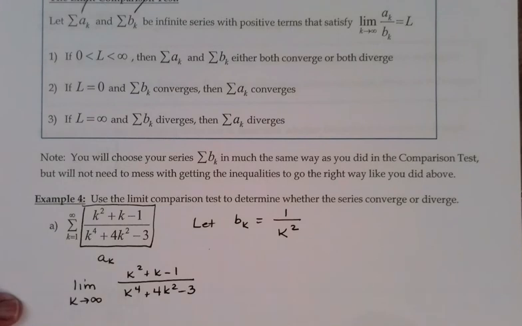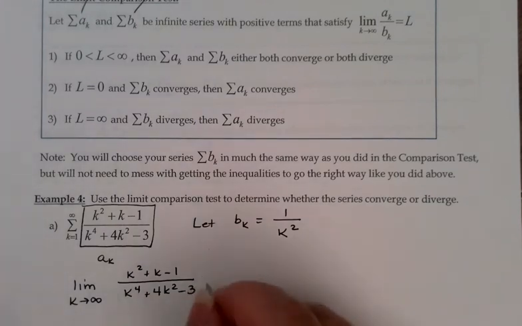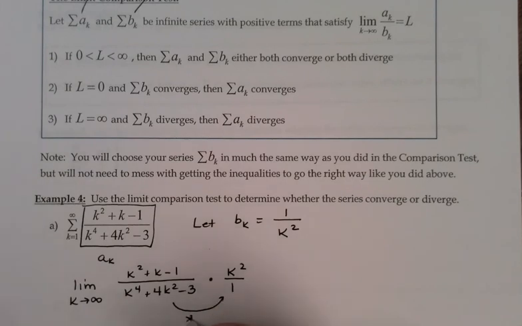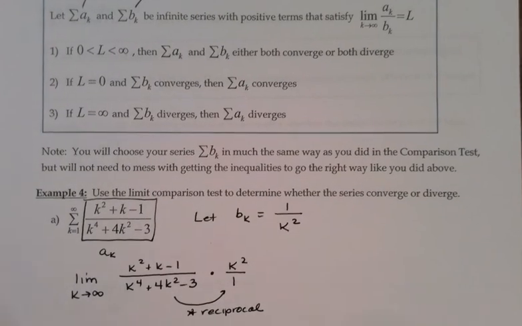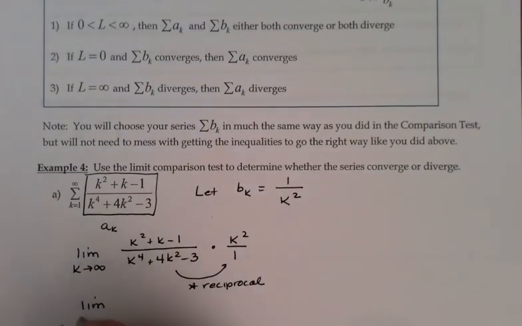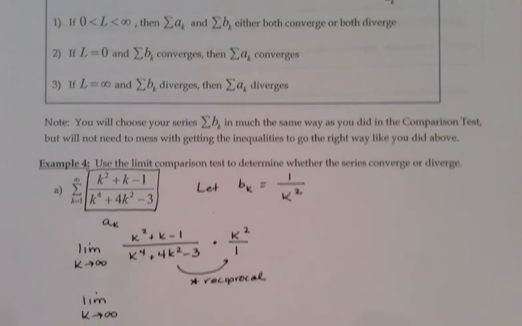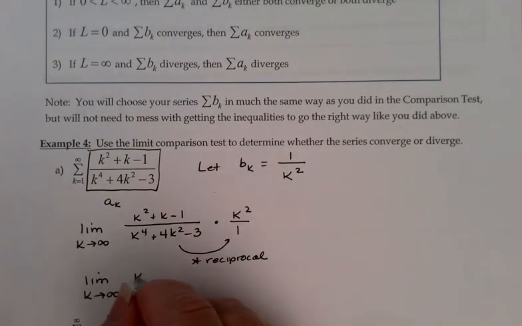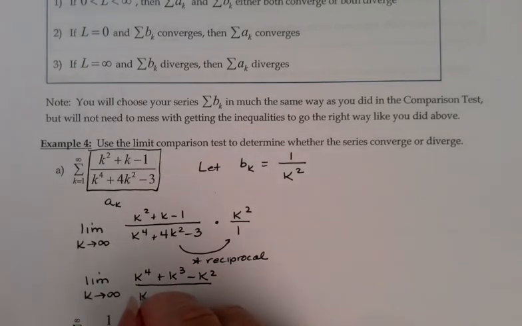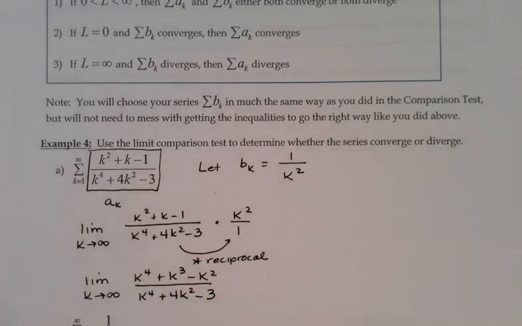If it's okay with you guys, just to save a little time and space, instead of dividing by 1 over k squared, I'm going to multiply by k squared over 1. So I'm just saying times the reciprocal. That's going to give me the limit as k goes to infinity of k to the 4th plus k cubed minus k squared over k to the 4th plus 4k squared minus 3.